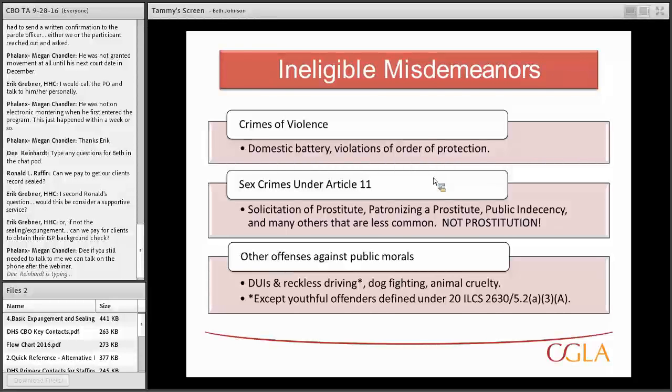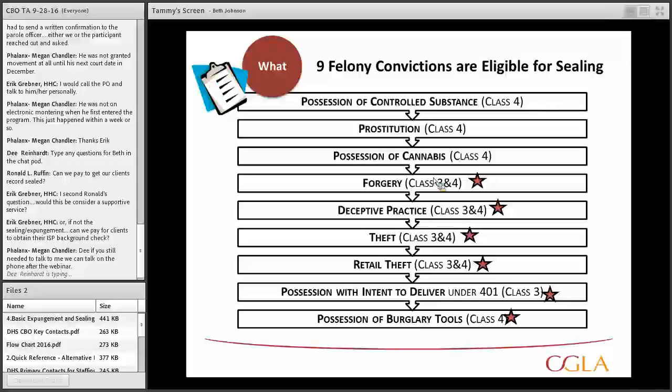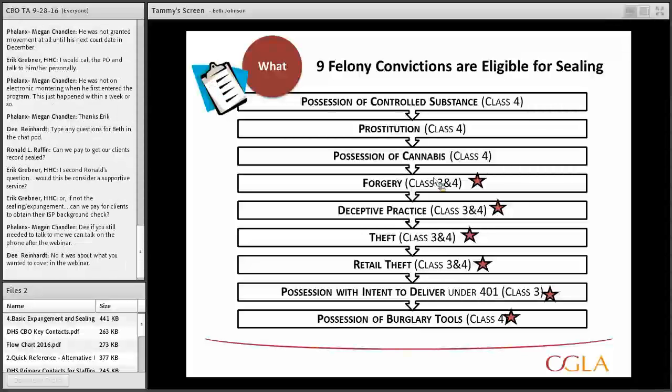So the reverse mentality applies when you're talking about felony convictions. There's like 1,000 felonies on the books, no joke. 9 are eligible for sealing. So that sounds dire, right? But note the stars that are next to the ones on the bottom. Before 2 years ago, those weren't eligible.